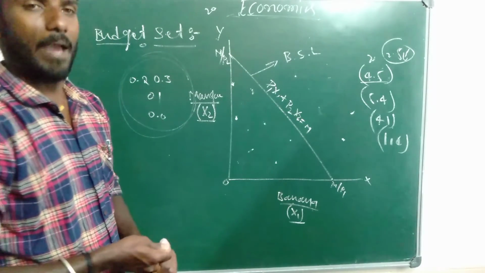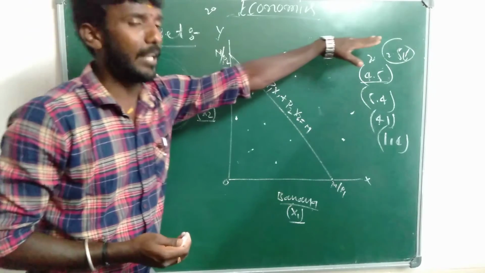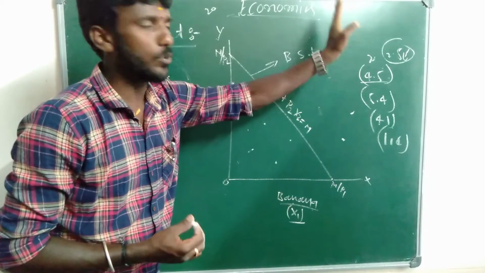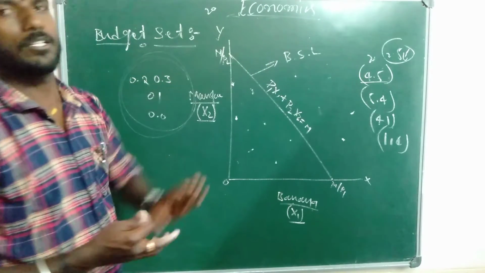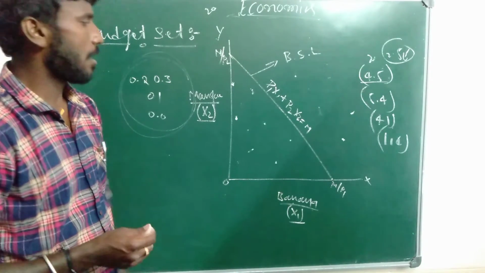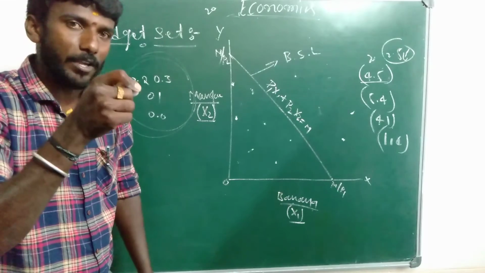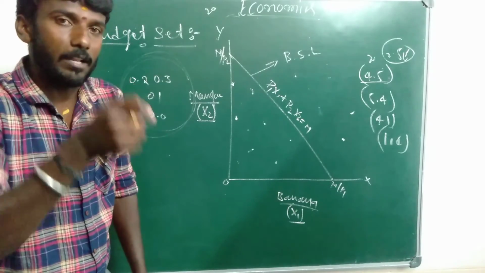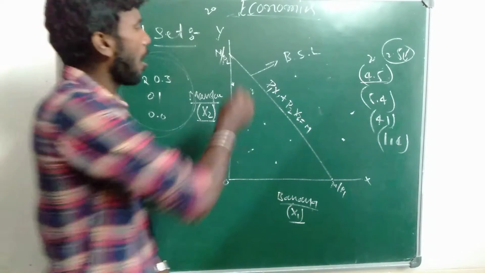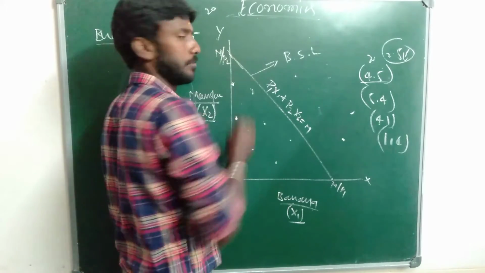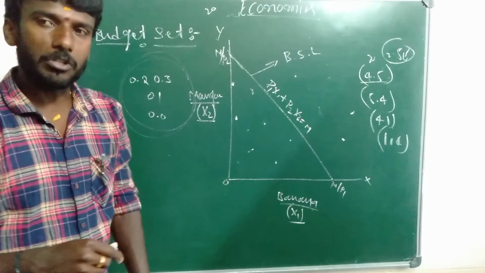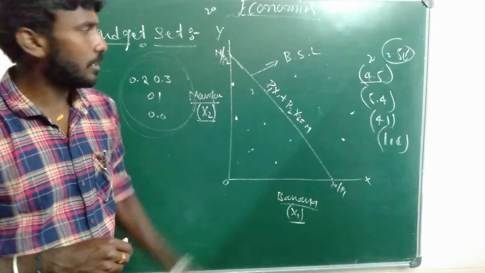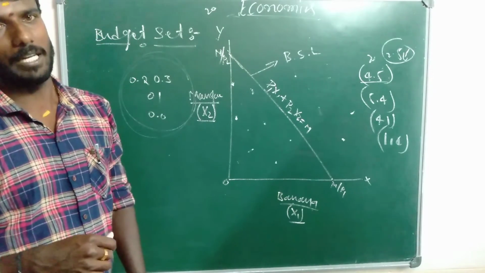So if any bundle lies above the line, it means the bundle's cost is more than the consumer's income. Now if any bundle is located on this line, on this curve, that bundle's cost is exactly equal to the consumer's income.